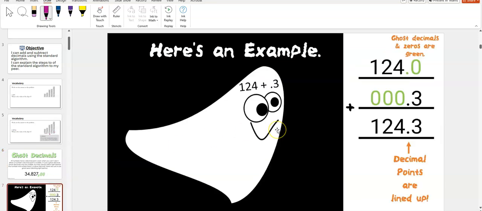So here's an example of ghost decimals. Basically, I have the number 124, but there's no decimal point visible in 124. Ghost decimals tell me that there is always a decimal in a number. It's always right behind that number. So I'm going to set up my problem like this, with 124 on top, my ghost decimal and my ghost zero, and then my 3/10 underneath with those decimals lined up. Decimal points are all lined up. I fill in with ghost zeros in all the spots that need an extra number to hold its spot, and then I can add.